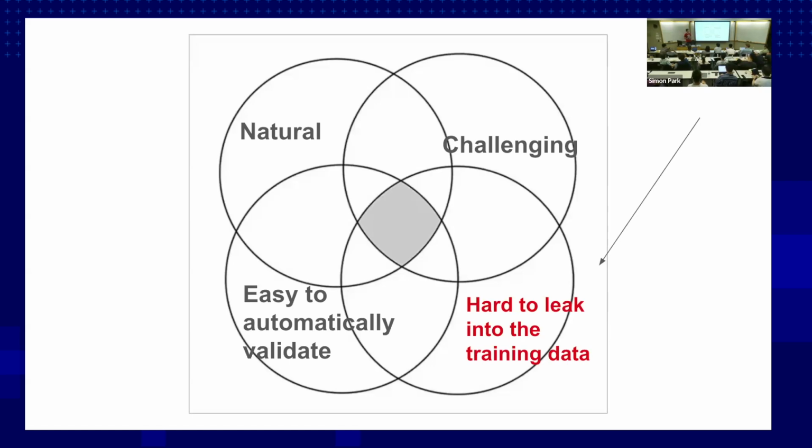And so a bonus factor is making a data set that's hard to leak into the training. That means that even if I took the file that describes the entire data set and I put it in the training data for GPT-5, it still wouldn't help the model do well on the data set. It seems impossible to do, but I'll show you how we did it.